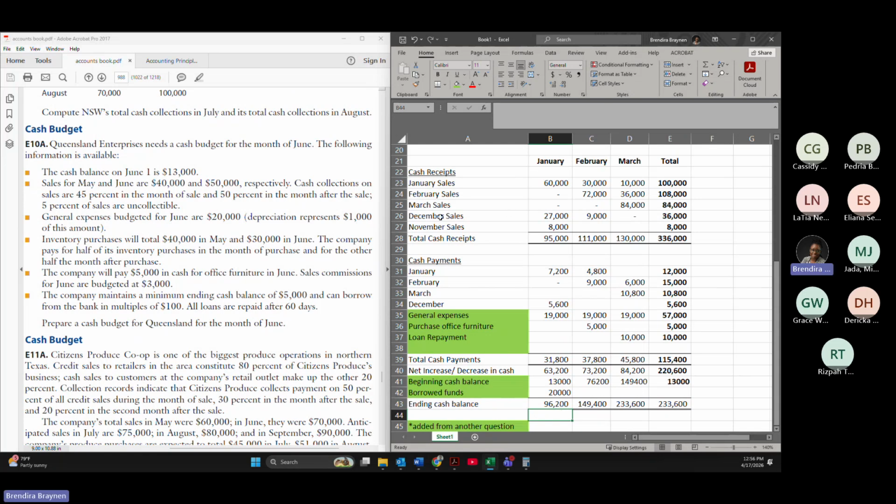So you don't necessarily have to put it up here, but if you do, it's not wrong. Usually they add in the cash borrowed funds at the bottom because when they're preparing the cash budget, they only realize they need to borrow funds after they do this. So this piece is already complete. So that's why it's usually slipped in at the bottom.